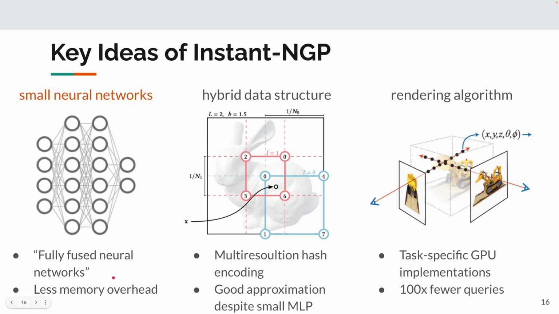Notice that the fully fused neural network is smaller because it needs to fit into the GPU cache for every GPU core. Second is multi-resolution hash encoding, and this hash encoding achieves good approximation despite having a smaller MLP. Third is task-specific GPU implementation. For example, the authors of Instant-NGP have designed several algorithms to reduce the number of queries needed for each ray in the NeRF task.